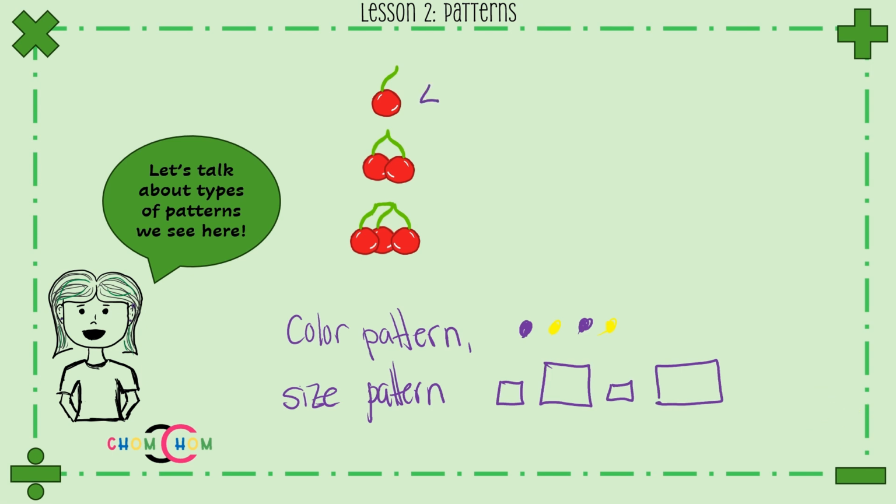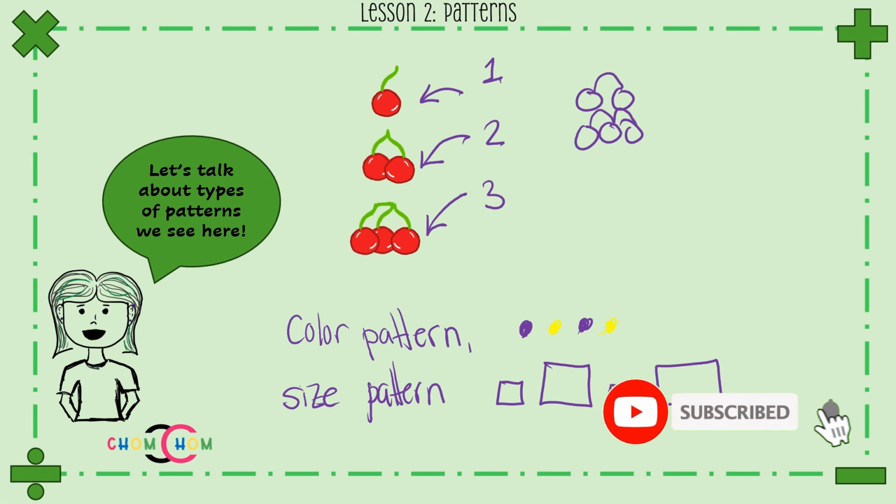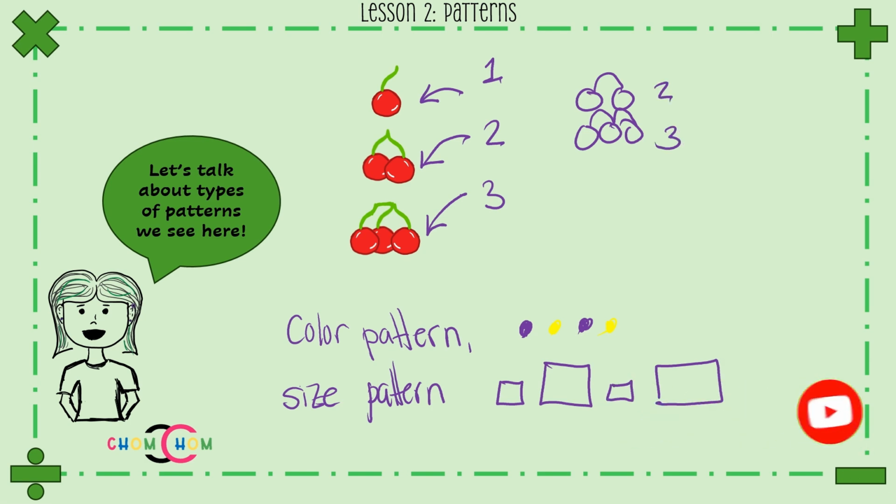So what's happening here is the pattern is we have one more cherry each time because we go from one cherry to 2 cherries to 3 cherries. We add one object in our group each time. So, knowing that, can you think about what the next sequence in the pattern would be? If you said we would have 4 cherries next, you would be correct, because each time the pattern increases by 1, so we'd end up with 4 cherries.